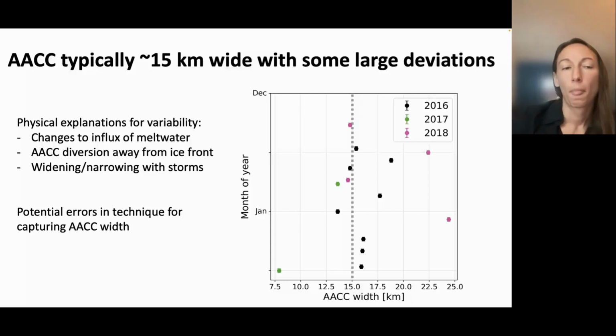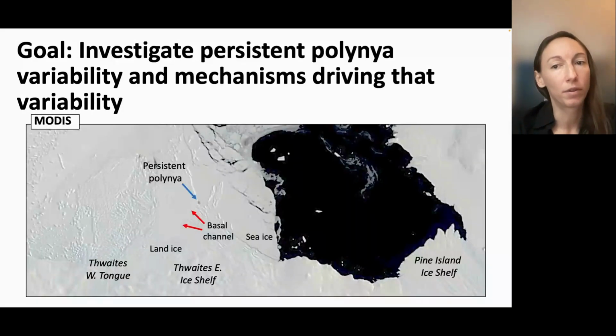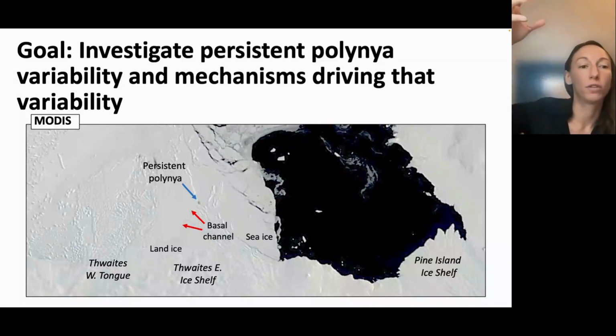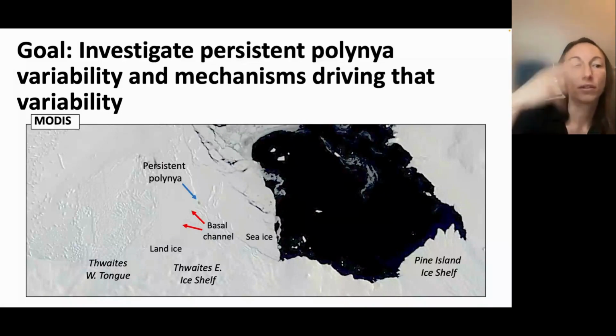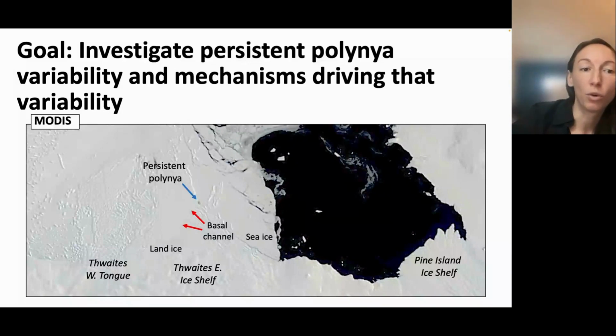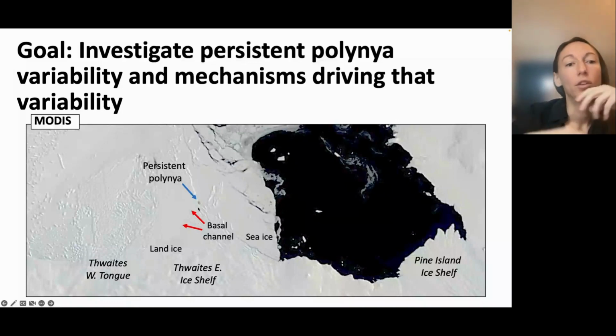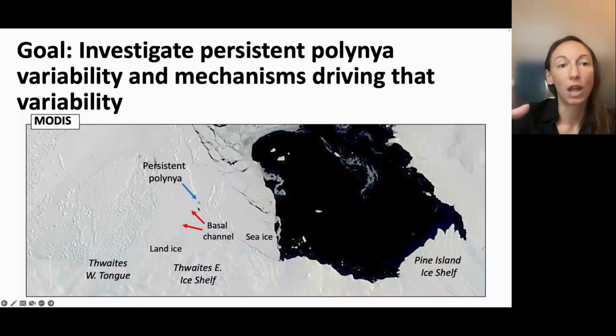Another feature that we can study are polynyas, persistent polynyas around Antarctica. So these are open water areas that are opened up by that warm water that rises towards the surface as it melts the base of the ice. So what's really cool is we can see these from remote sensing. They carry a heat signature, and so we can study them using remote sensing. So we want to investigate how these vary through time and how that relates to the mechanisms that may drive them, and how we can better understand what's happening beneath the ice shelf using these.